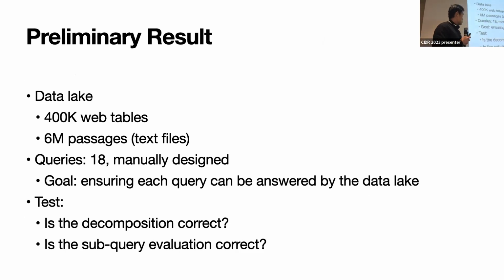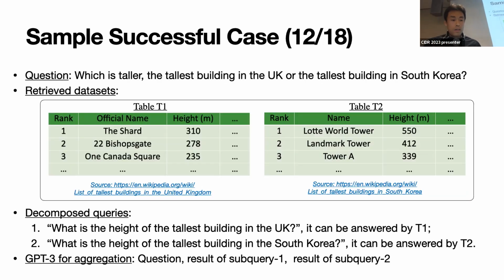For the testing, we manually check whether the decomposition is correct. We also check whether the subquery evaluation is correct, so the final result is correct or not. The good thing is that 12 queries out of 18 are successful. That means for those queries, we can get the correct answer at the end.